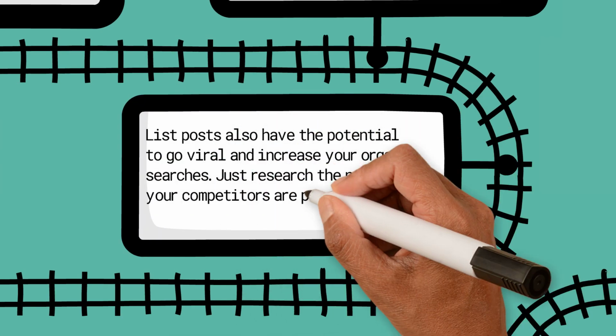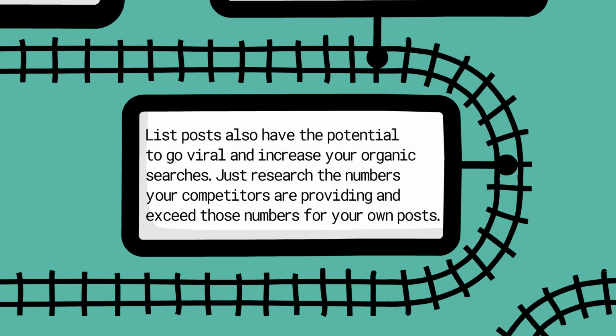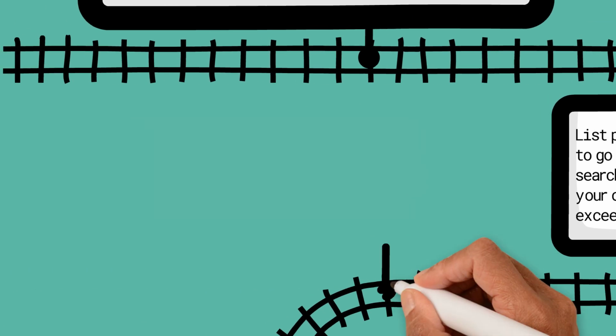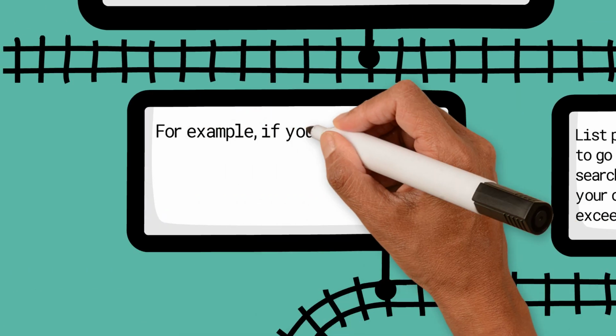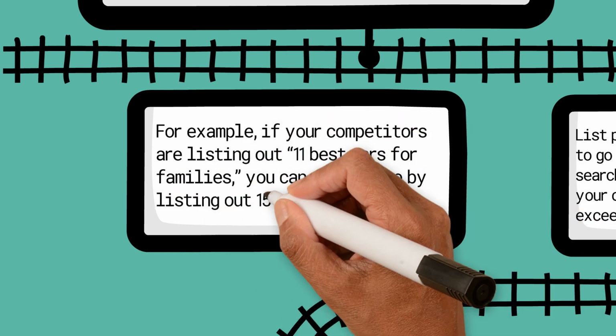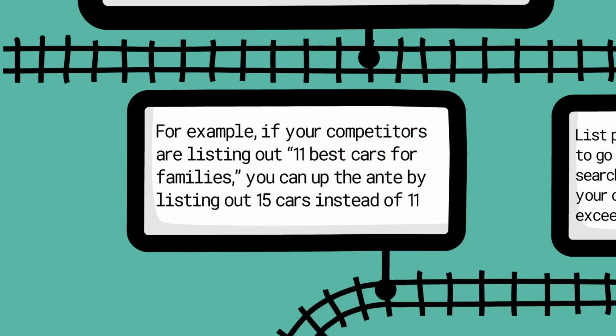List posts also have the potential to go viral and increase your organic searches. Just research the numbers your competitors are providing and exceed those numbers for your own posts. For example, if your competitors are listing out 11 best cars for families, you can up the ante by listing out 15 cars instead of 11.